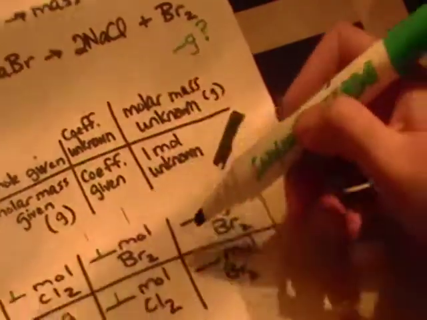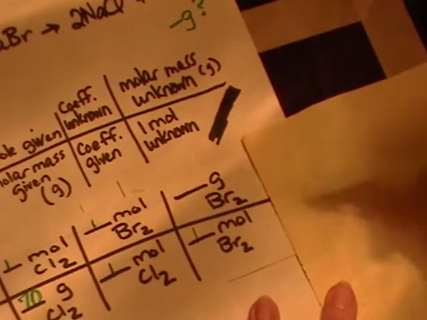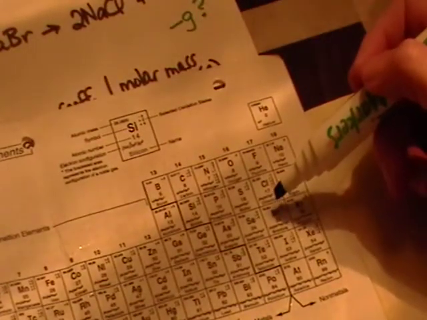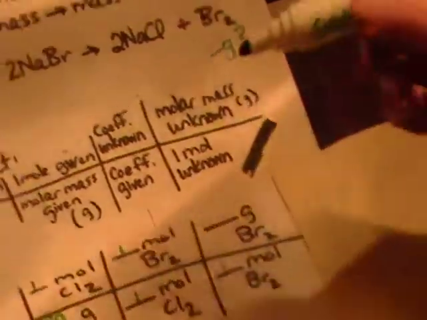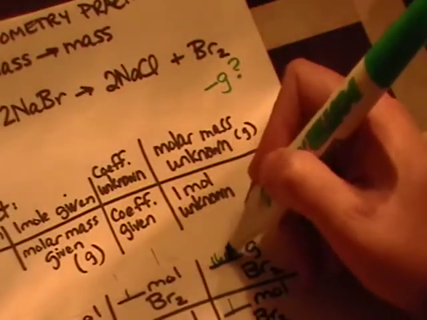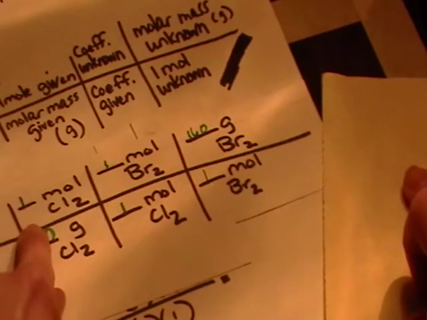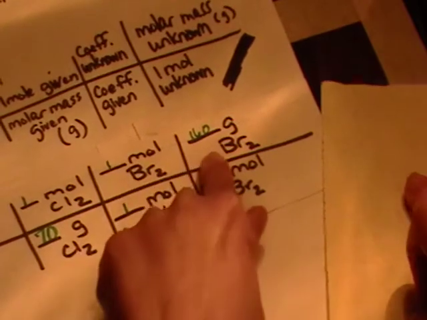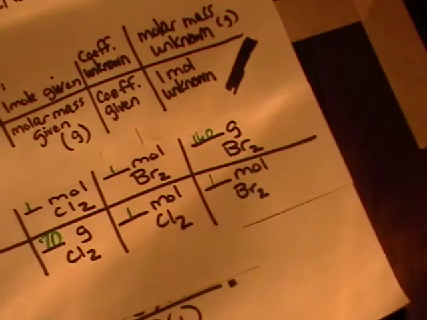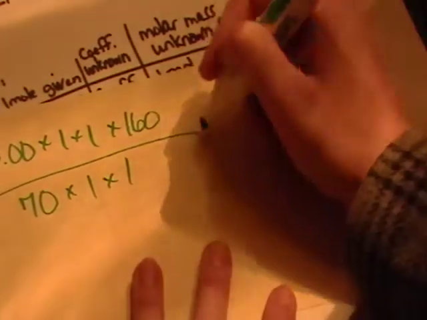So I'm going to take 1 mole of the unknown, that is 1 mole of bromine, and I'm going to figure out how many grams that is. I go to the periodic table, I see that 1 mole of bromine is about 80 grams. So if I've got Br2, that means that I have about 160 grams. So now I have 10.00 times 1 times 1 times 160, over 70 times 1 times 1. This is the math that I'm doing.